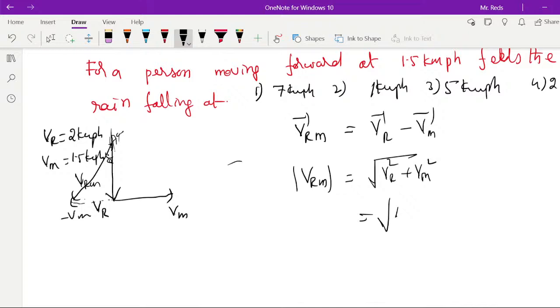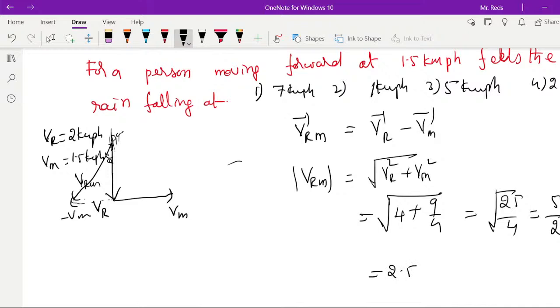Yes, let us check. VR square is 2 square, which is 4. Plus this is 1.5 square. 1.5 can be written as 3 by 2. 3 by 2 square is 9 by 4. So we can write this as 4 into 4, 16, plus 9 is 25 by 4 under root. So 25 comes out of the root as 5, and 4 comes out as 2. So it will be 2.5. So actually here it is not 5 kilometers.